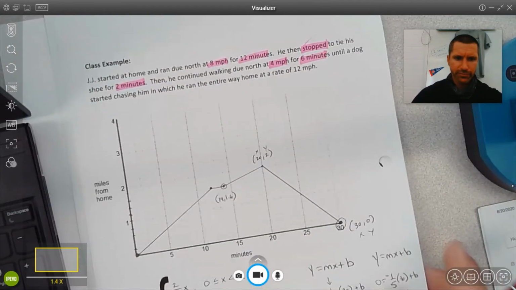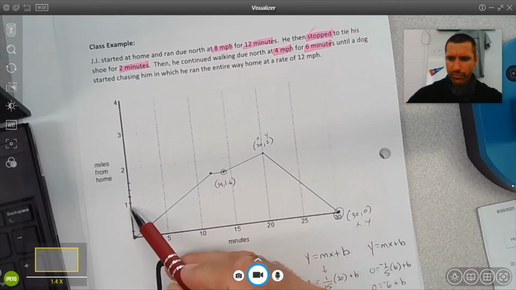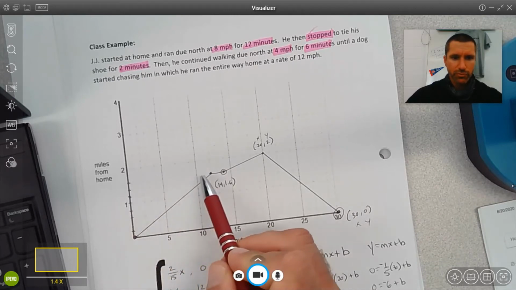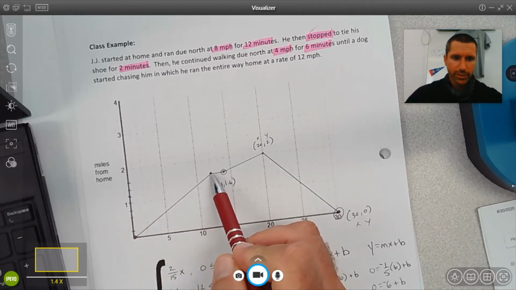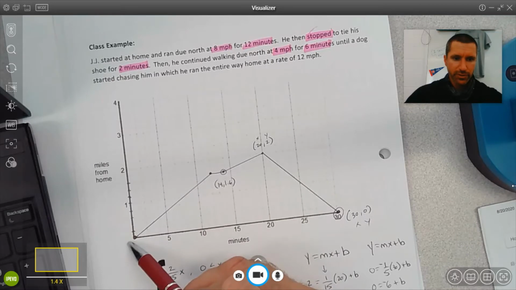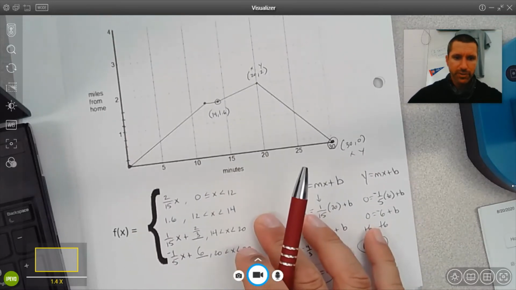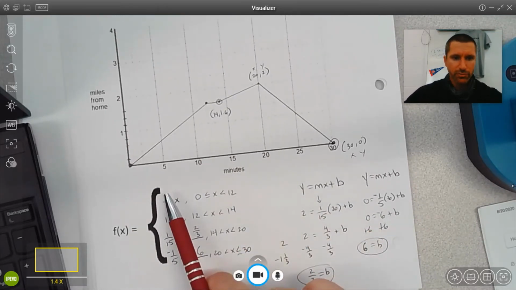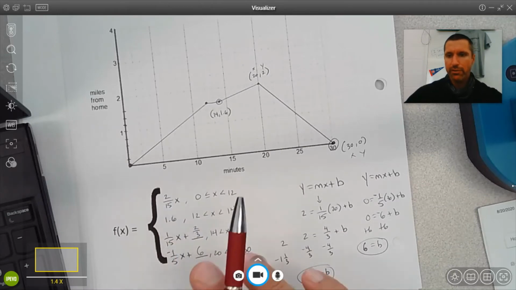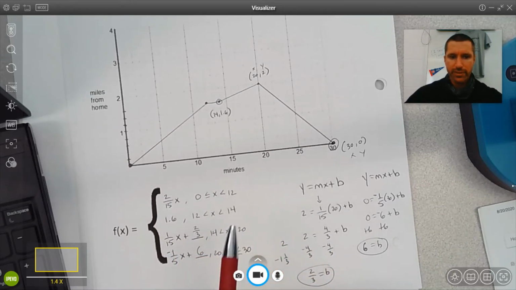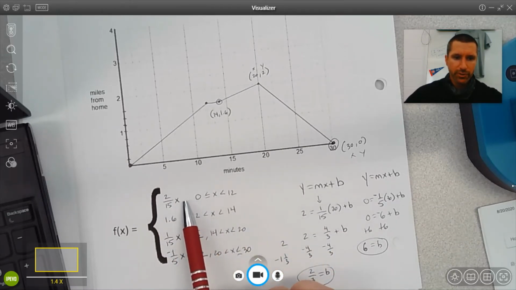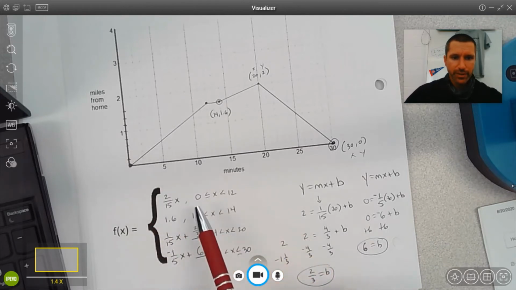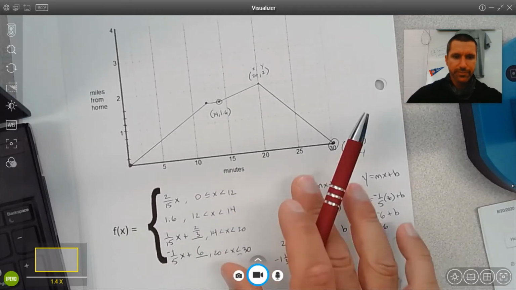So what we did on the graph is we went up 1.6 and over 12, and that's our first point, and we drew a line starting from 0. In terms of the equation, the rate is 2 over 15. He's running at a rate of 2 miles every 15 minutes, plus 0 because the y-intercept starts at 0. And then for the time restriction, it's from time 0 or minute 0 to minute 12. Okay, so that's the end of phase 1.